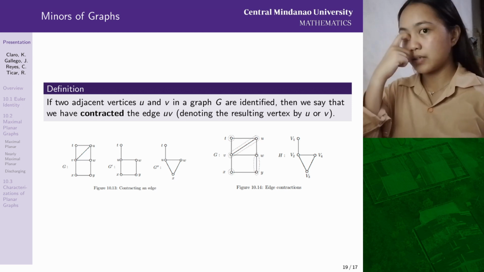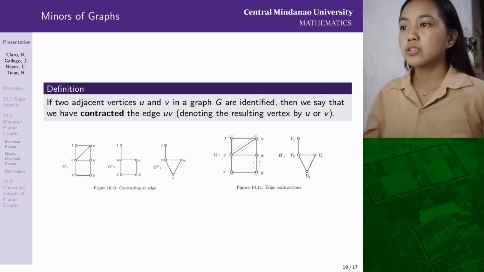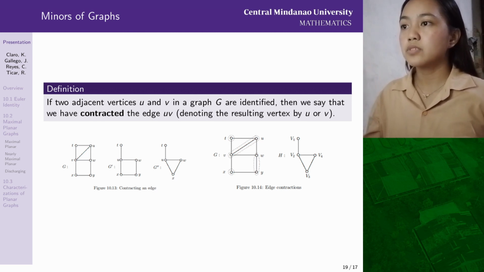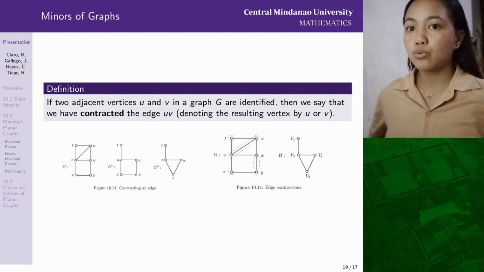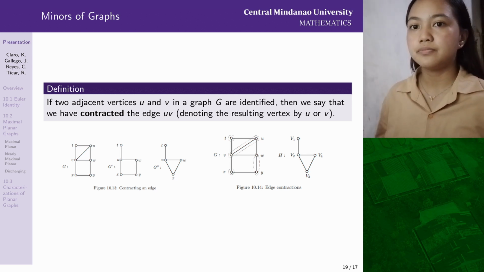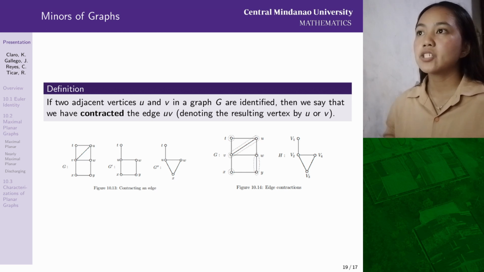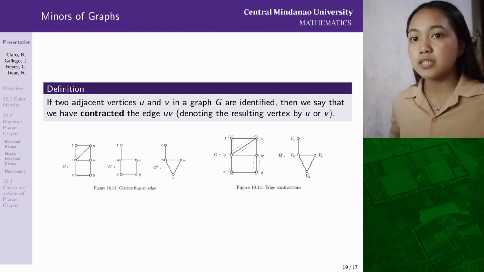And then ato ang G double prime is obtained by contracting the edge WY in G prime. So ang nabilin na lang is ang vertex W. So edge contraction simplifies a graph G by merging two adjacent vertices into one, resulting in a smaller graph. A graph H obtained through a sequence of edge contractions can be described by a partition of V of G into subsets V1 up to V sub k.